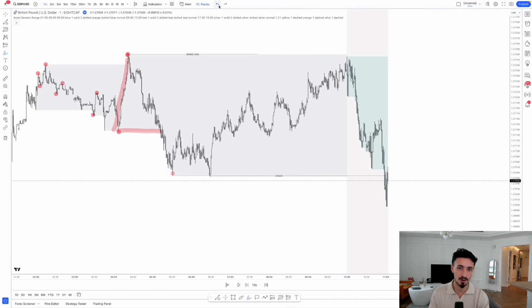So right now, our swing structure is from our swing high up here, and we don't know where our swing low is yet because we haven't had the pullback. So this is our swing high.